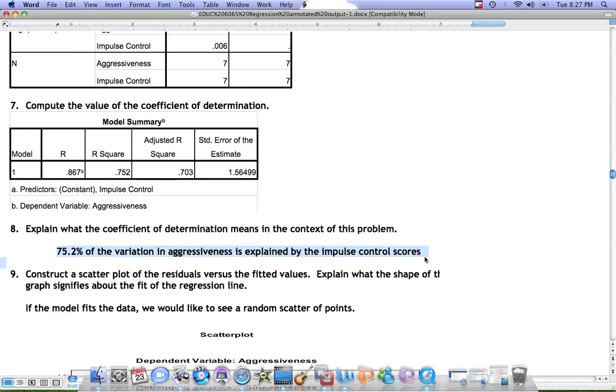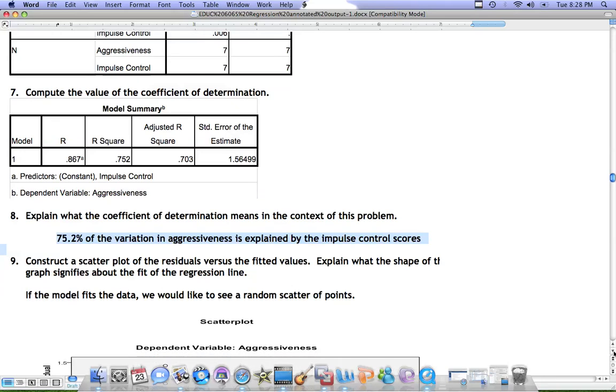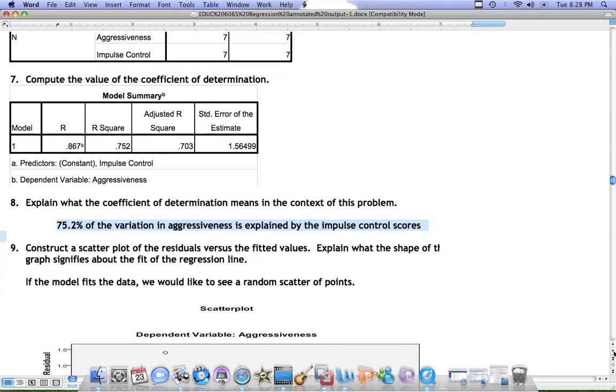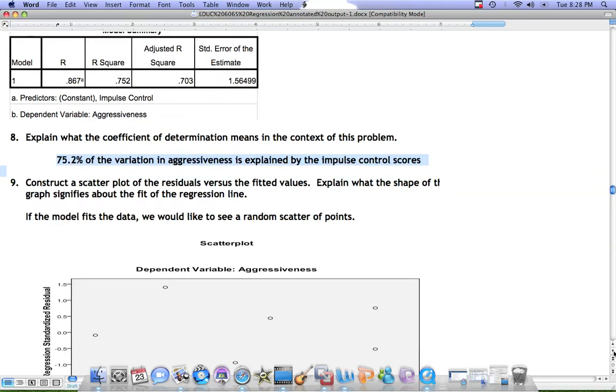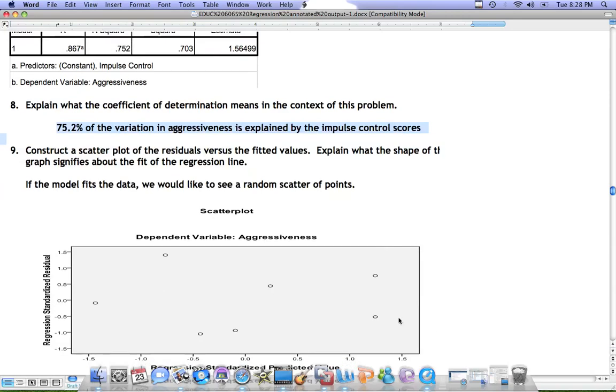Think about it this way. If we could explain 75% of the behavior in boys or girls or our child just by knowing a score on a test, wouldn't we be happy with that? This coefficient of determination indicates that we are working towards a high-quality regression equation. In order to assess the fit of the model, there are 3 additional pieces of information that we should look at. First, we should look at a scatter plot of the residuals versus the fitted values.